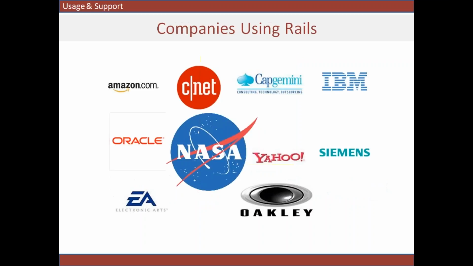And companies all around the world like Amazon, CNET, Capgemini, IBM, Oracle, NASA, Yahoo, Siemens, Electronic Arts, Oakley, CTS, Cognizant, everyone is using Ruby on Rails. Of course, I am working with CTS and Oracle as an SME for them. So what I'm trying to say is they are using it, and I am one of the witnesses. I'm not listing anything here for namesake. It's true. Everyone is using Rails in their internal applications as well as their web applications for maintaining their employee database.